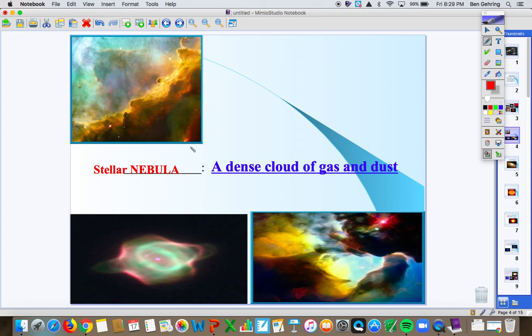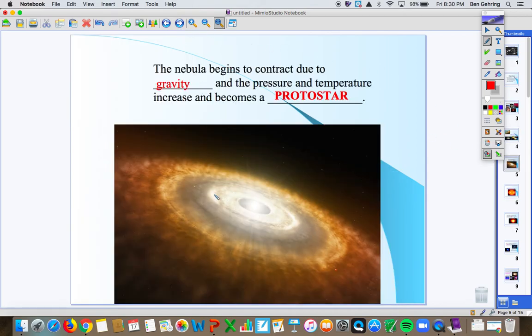When you have enough of that collect, you have what's called a stellar nebula, which is a dense cloud of gas and dust. So if we get a bunch of gas and dust in one location, that forms what's known as a stellar nebula. That gas and dust will begin to contract, particles will collide, and we'll look at this a little bit in class, but they'll start to come together as more mass comes together, more gravity. And then due to the gravity and the pressure, we get what's known as a protostar.